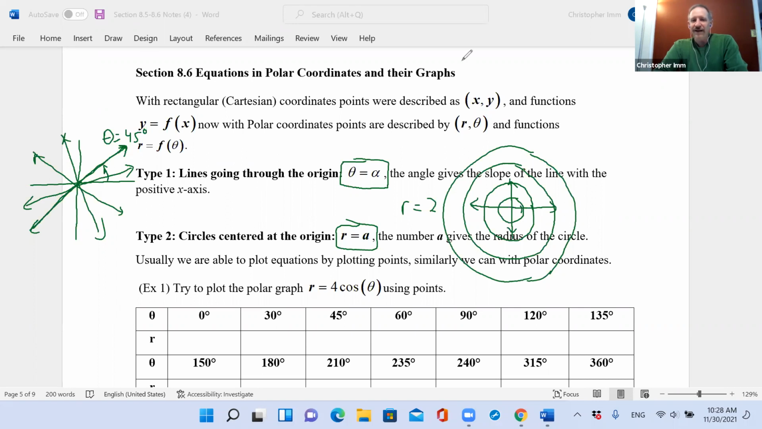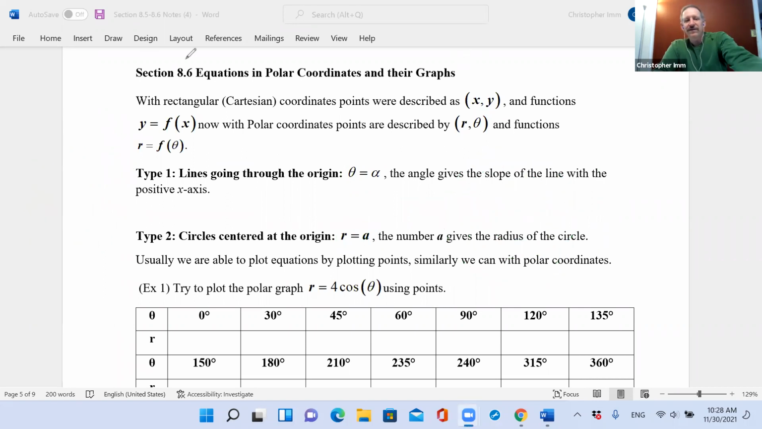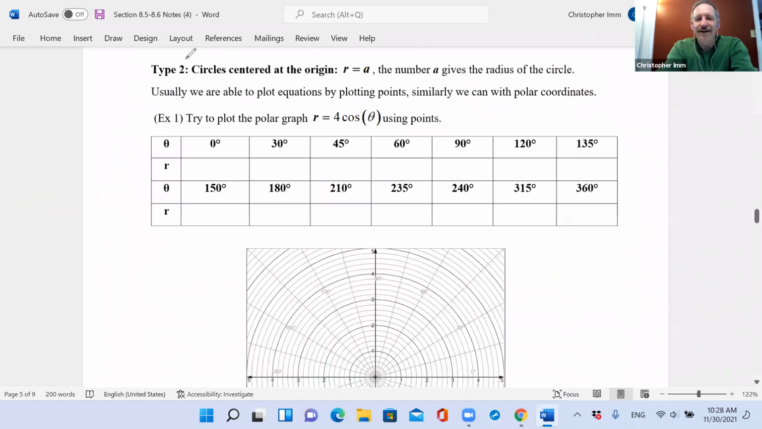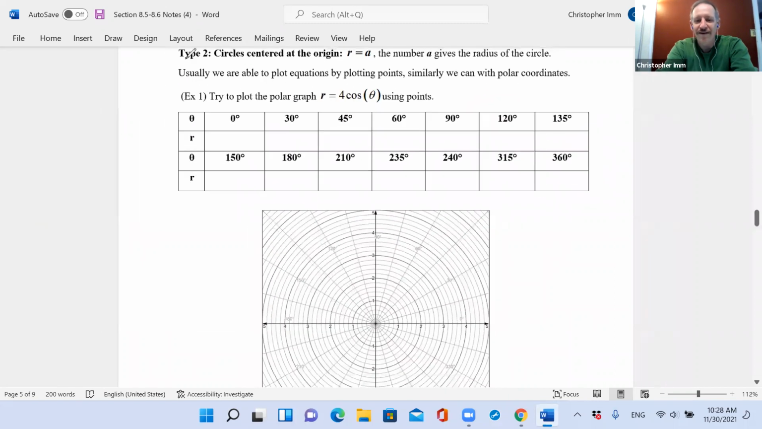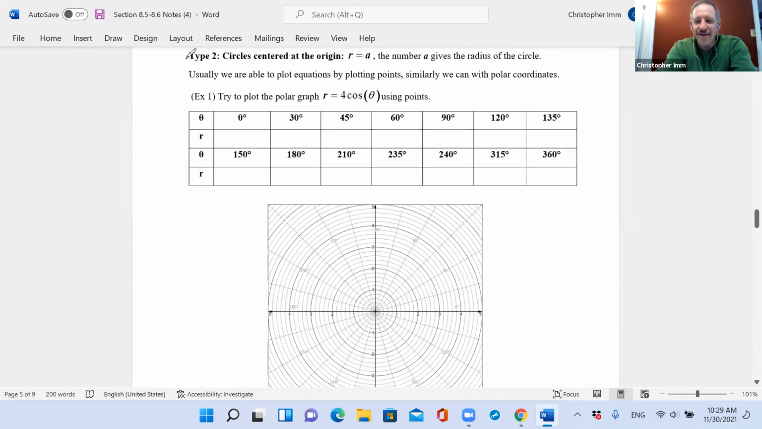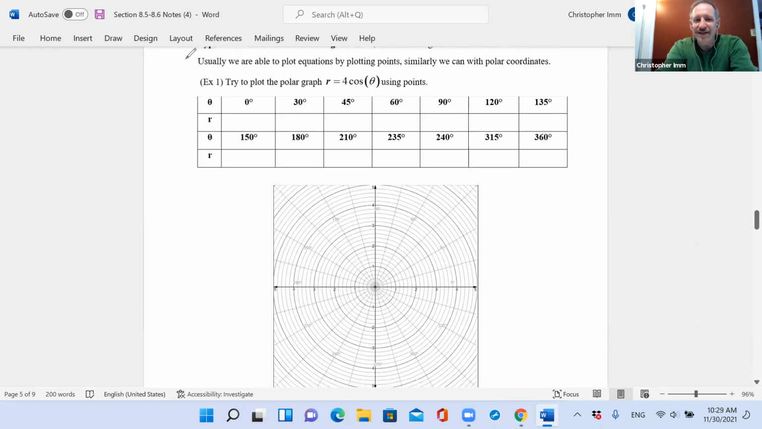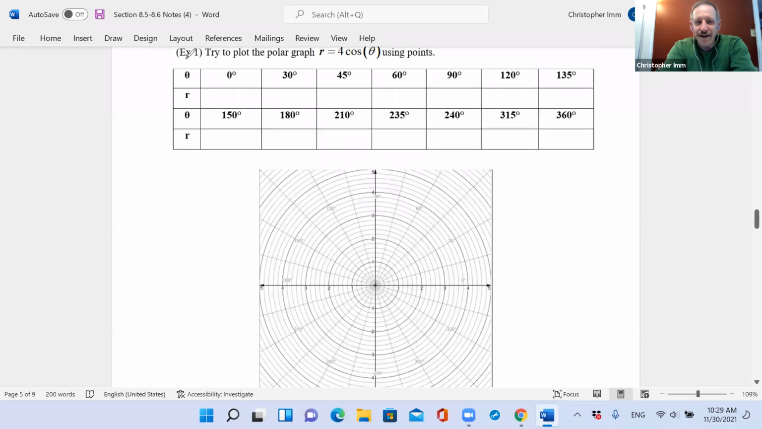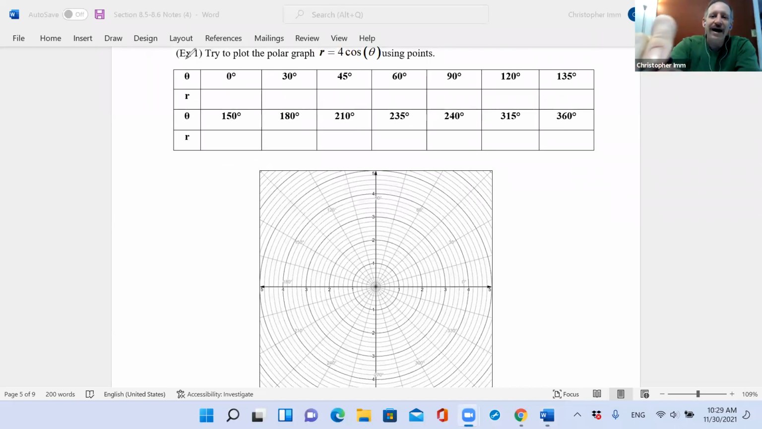So one thing we want to do is, eventually we want to be able to plot some of these graphs. And again, that's what the Desmos project is going to do for us. But one way to look at plotting these graphs is actually, just like you would do in Cartesian coordinates, plug in points. So I want to look at what the graph of r equals 4 cosine theta would be by plugging in points and evaluating them.